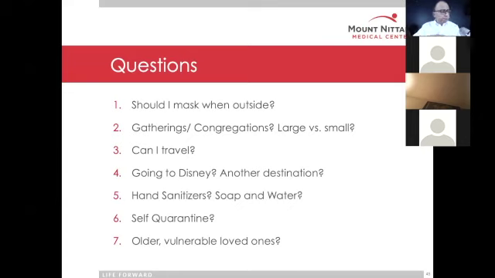The first question: should I mask when I'm outside? The answer is there is no evidence that masking in a regular community environment does any good. Now, if you are sick with the cold or what looks like the cold, the ideal situation is don't go out, stay home. The next best situation is if you have to be somewhere and you want to wear a mask to protect others, that's a good idea.